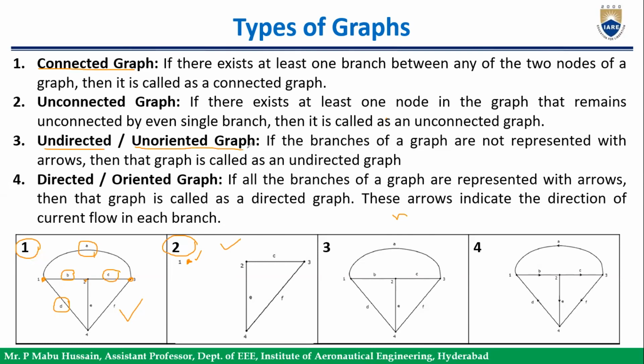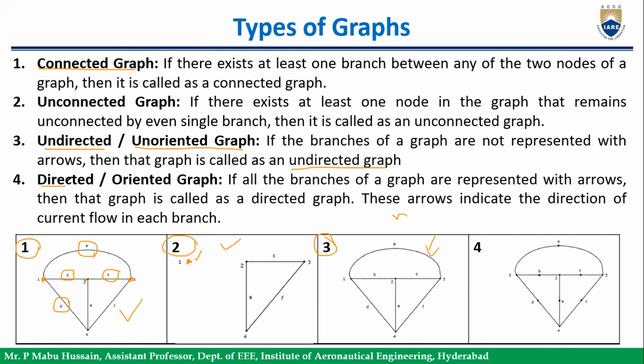Then what is an undirected or unoriented graph? The next classification is the undirected graph or unoriented graph. If the branches of a graph are not represented with arrows showing the direction of current, then you can say the graph is an undirected graph. If you see the third diagram here, between 1 and 3 the direction of current flow is not represented. In this graph, for any branch, the direction of current is not represented. These types of graphs are called undirected or unoriented graphs.